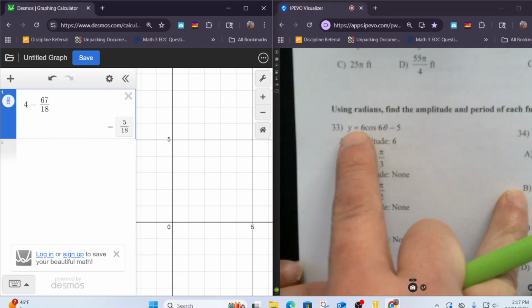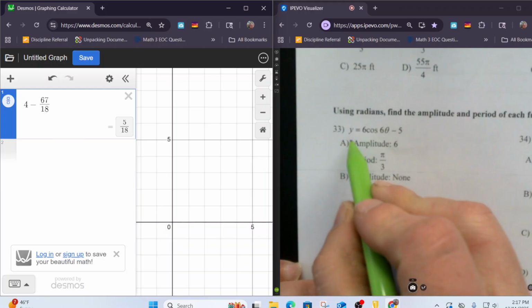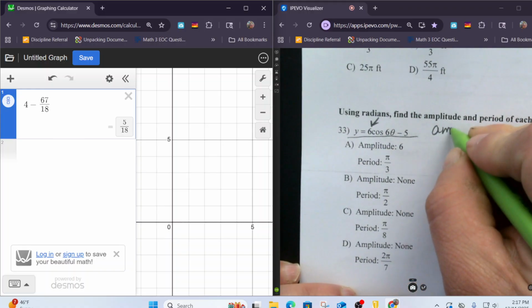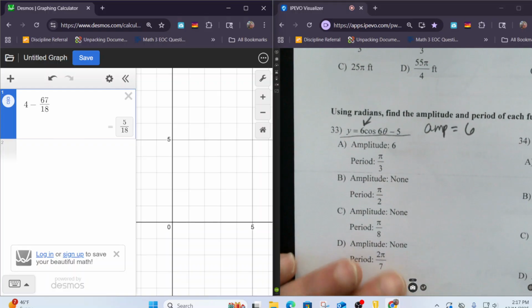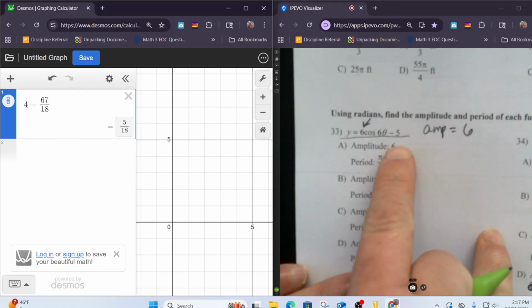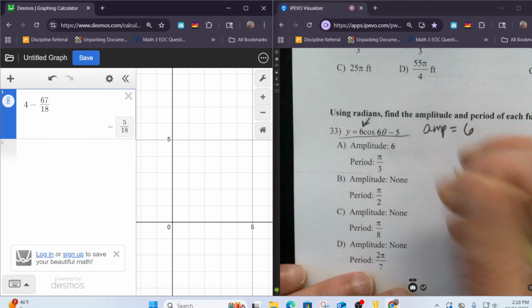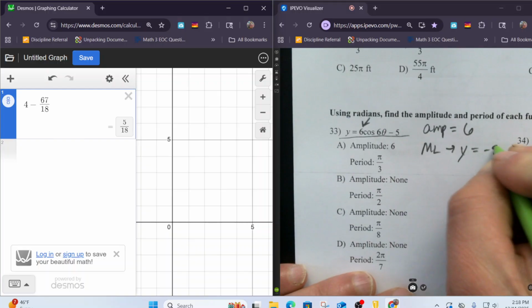Guys, what's the amplitude for number 33? Is it number 6? Tate says 6. That's right. That's the A value, right? All right. Guys, what is negative 5? That's the line, the K, whatever it is. It's always y equals, right?